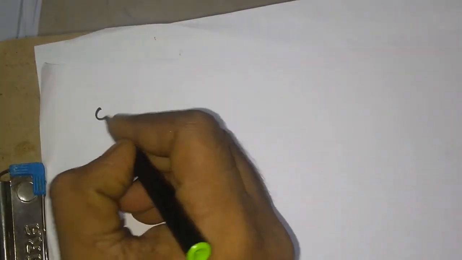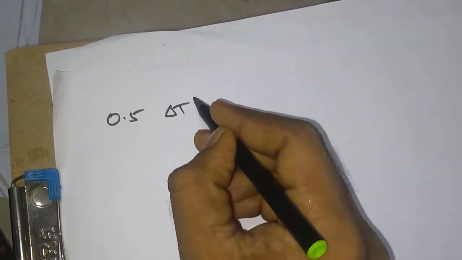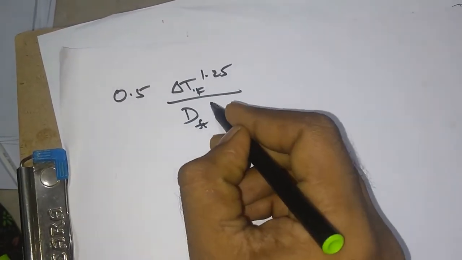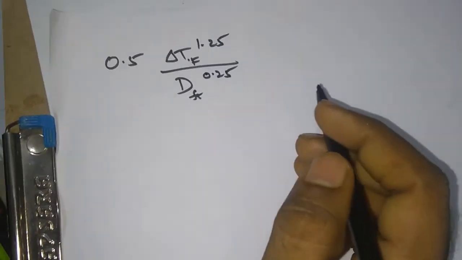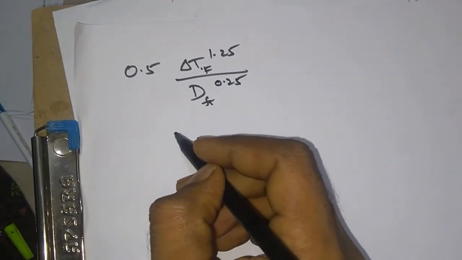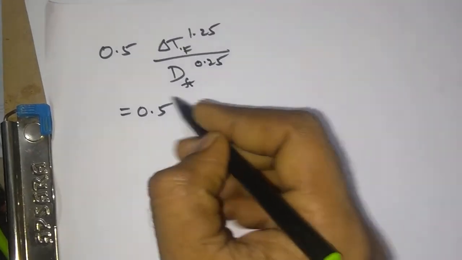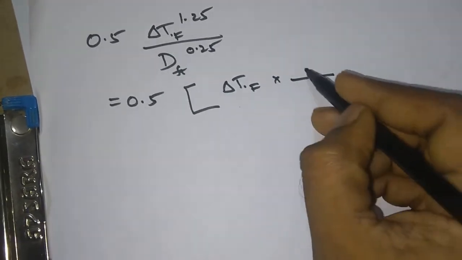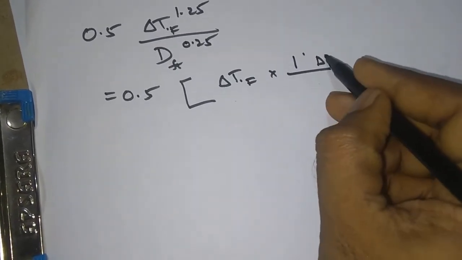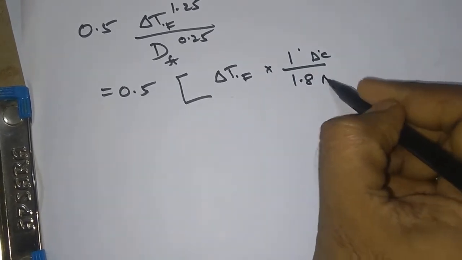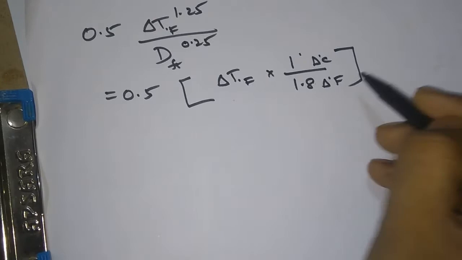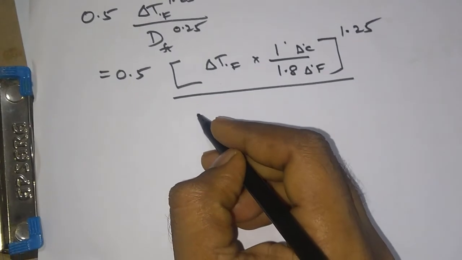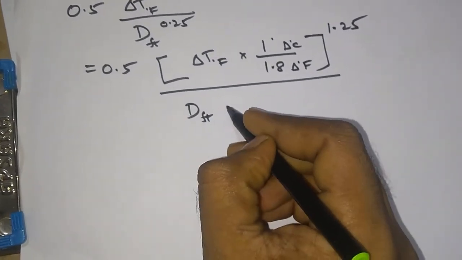So in the right hand side, it is given that 0.5 delta T to the power 1.25, which is in degree Fahrenheit, divided by distance given in feet to the power 0.25. So that way we have to convert it. This is equal to 0.5 into, open it, delta T in degree Fahrenheit. Conversion factor is 1 delta degree C is equal to 1.8 delta degree Fahrenheit, right? So this is raised to the power of 1.25. Similarly, in the denominator, D is given in feet.